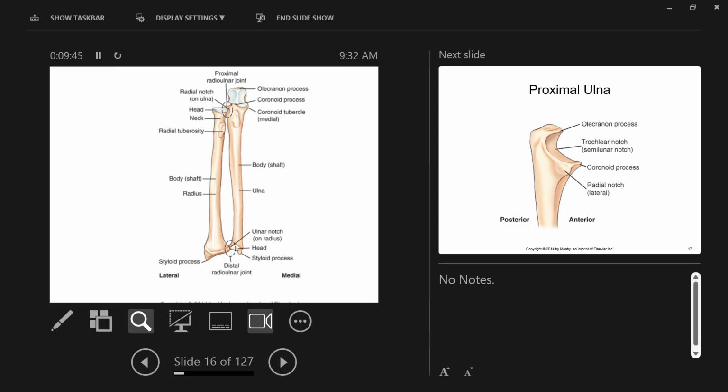there's an open space here, right? And in a child, there's an open space after the metaphysis. We call that the epiphyseal plate, in a child, when it's open. Let me give you an example.